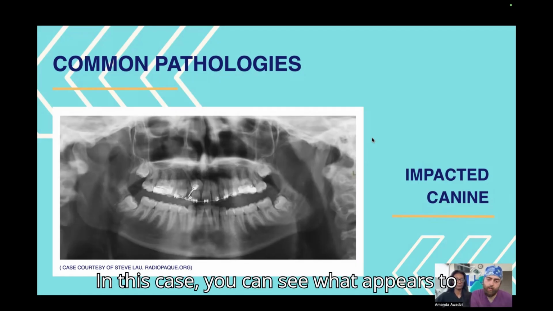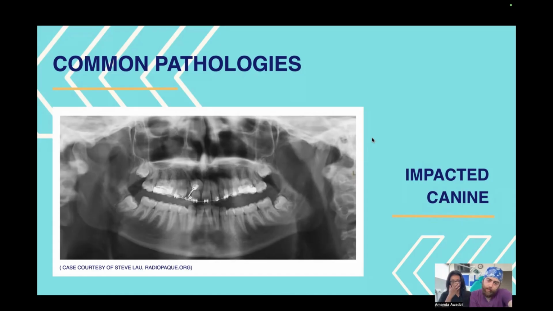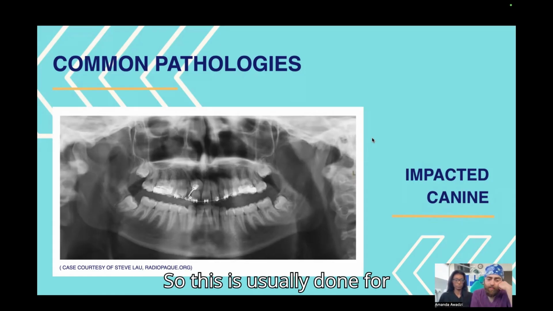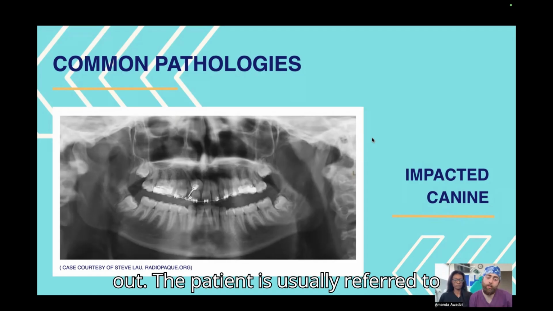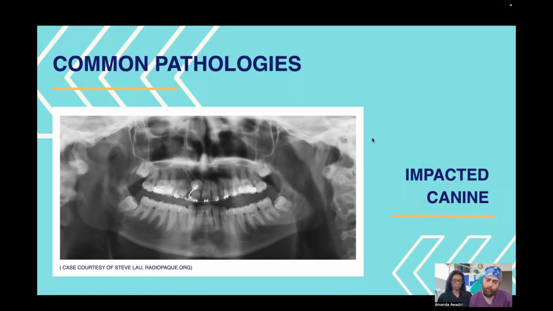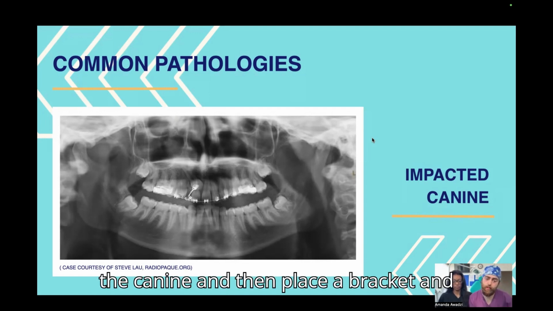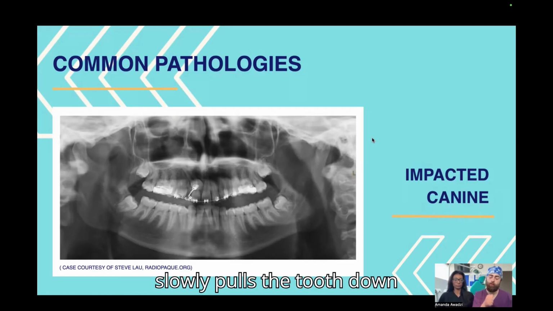In this case, you can see what appears to be an impacted canine with a brace attached to it and a chain. So this is usually done for orthodontic treatment to get the canine out. The patient is usually referred to oral surgeons, who expose the canine and then place a bracket and attach it to a gold chain, which then slowly pulls the tooth down into the arch.